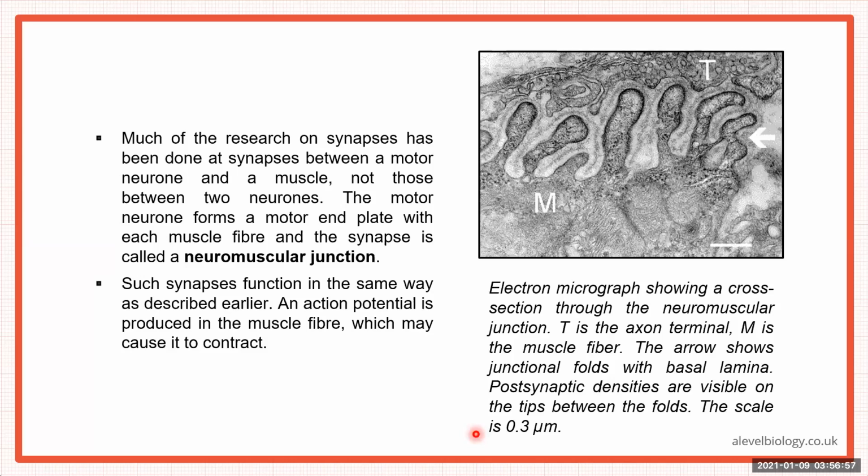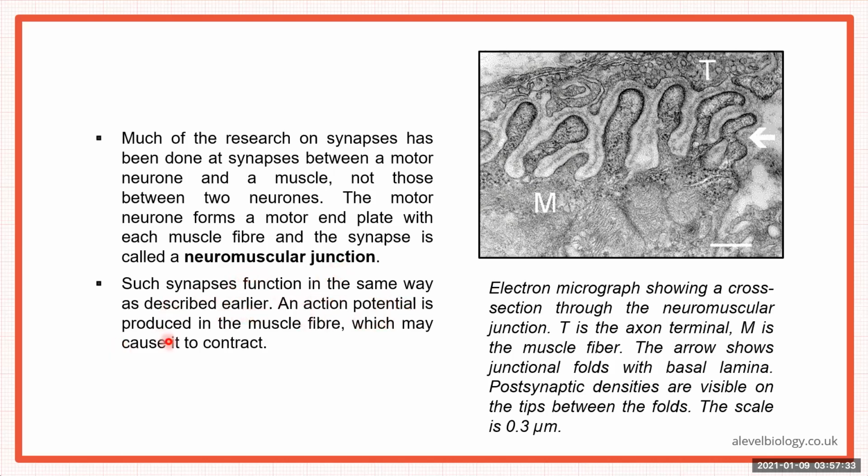So much of the research on synapses has been done at synapses between a motor neuron and a muscle, right? It has not actually been done between two neurons. The motor neuron forms a motor end plate, right? And the effector, the muscle fiber, and the synapse, that's why it is known as a neuromuscular junction, right? Because most of the research has been done at these places. Such synapses function in the same way as described earlier.